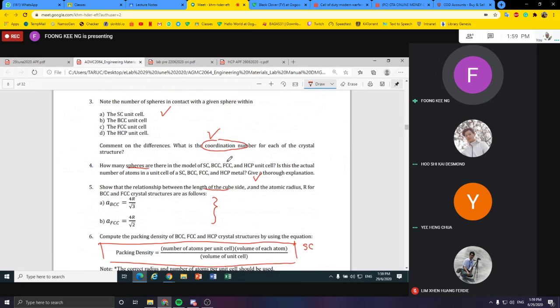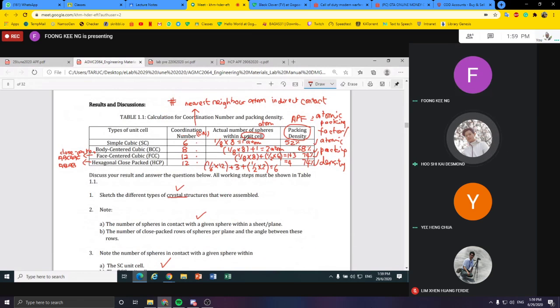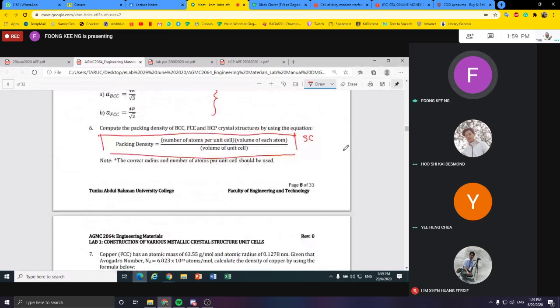Very good. Go back here. Yeah, 1. The answer is already there. So this is 1. Do I know the volume of each atom? Each atom is 4/3 pi r cube, because it's a sphere. So do I know the volume of the unit cell?